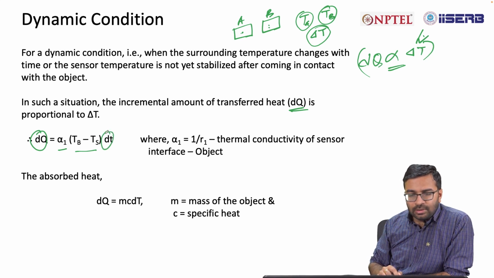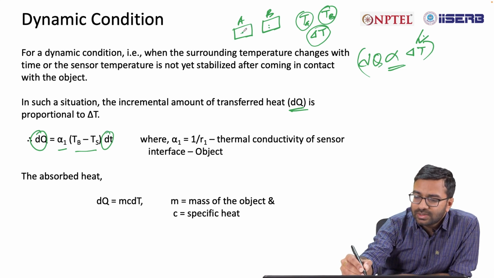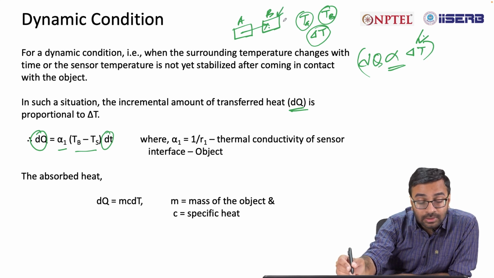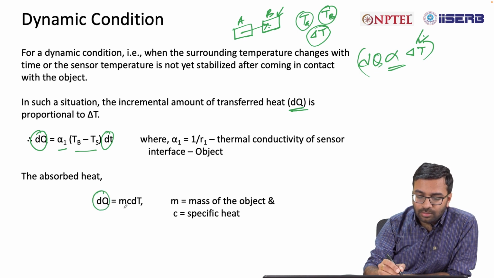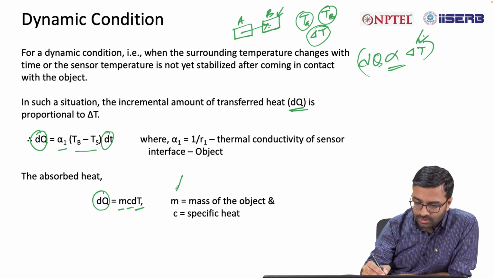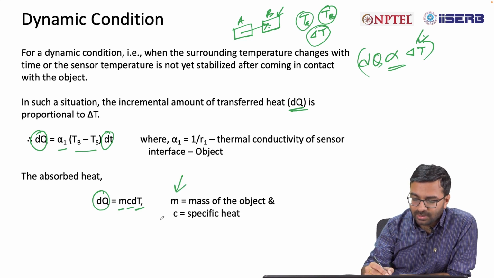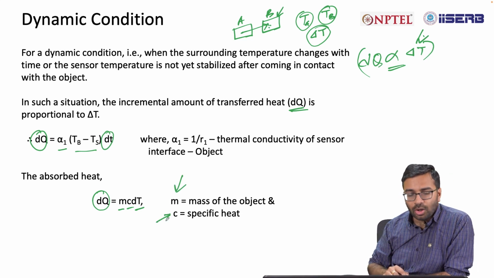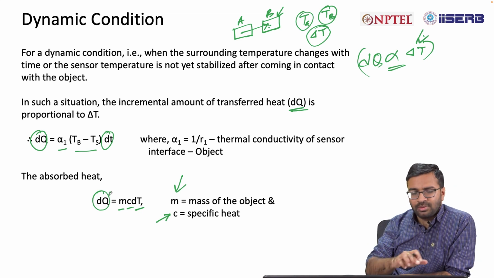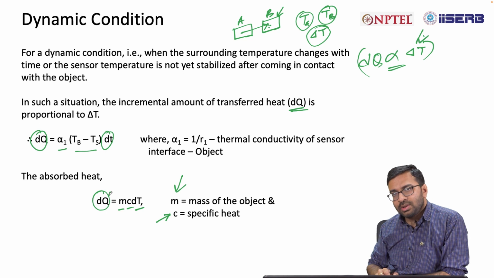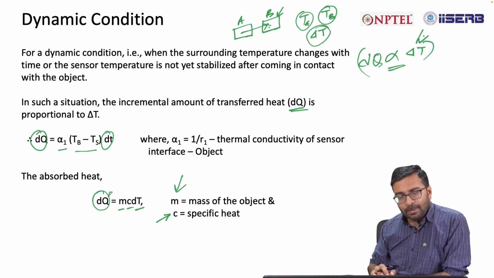Similarly, the absorbed heat, for example, if the heat is getting transferred from A to B, then B will absorb the heat. Then this absorbed heat dq can be given by m into C into dt, where m is the mass of the object, and C is the specific heat associated with the object. Or we may consider this as dq dash, because your dq and dq dash may not be equal.